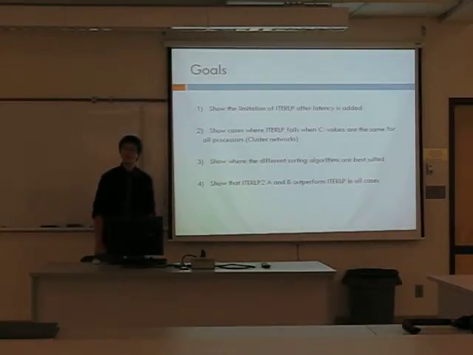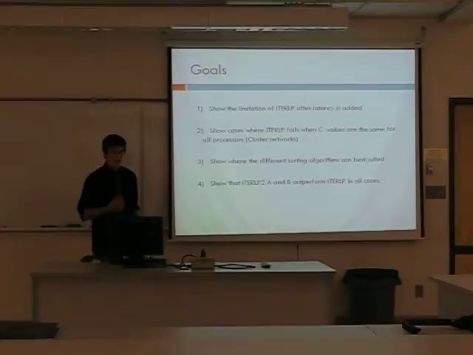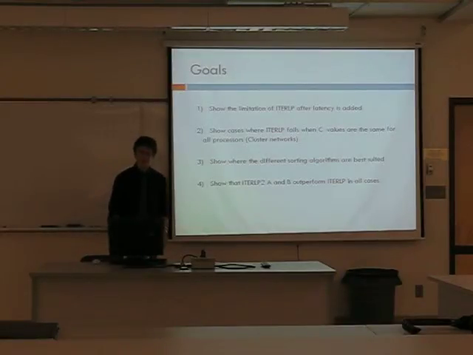So my goals are to show the limitation of I2LP after latency is added, and then to show the cases where I2LP fails when C values are the same for all processors, like in a case where you have a cluster network, where you have, say, 16 processors in a cluster, and they all share the same bandwidth and the same processing speed. So what do you do with that?